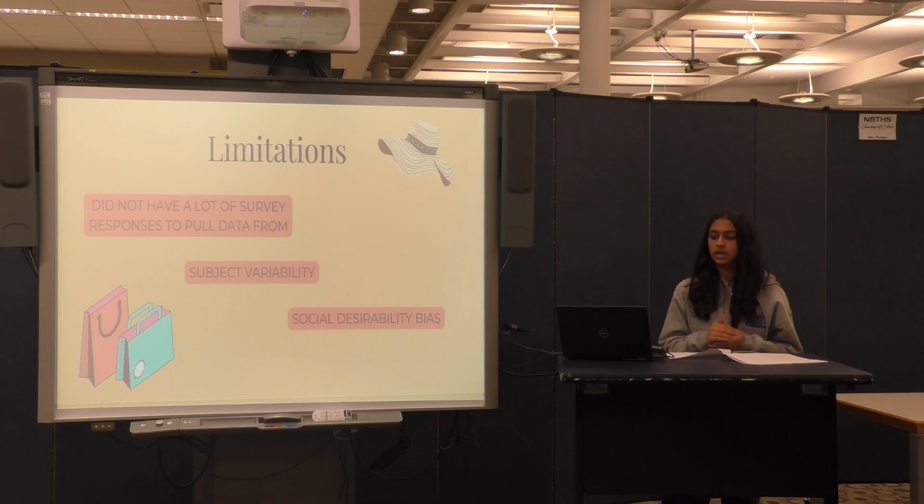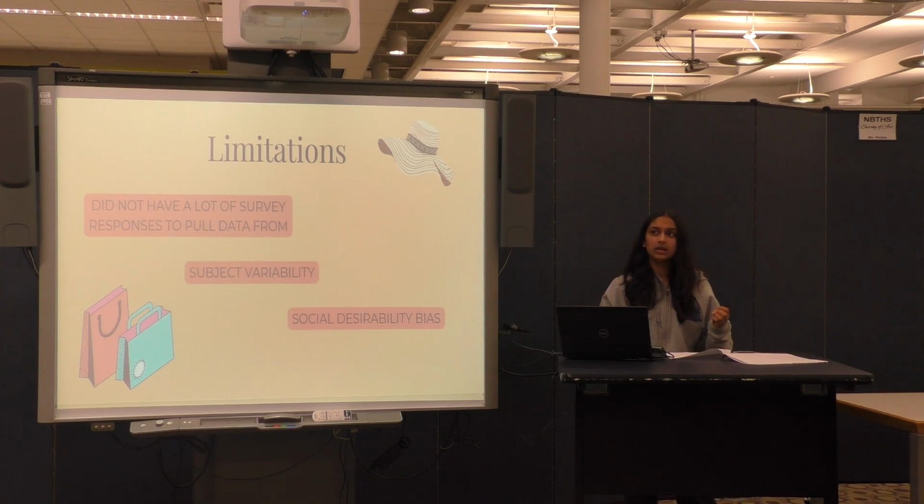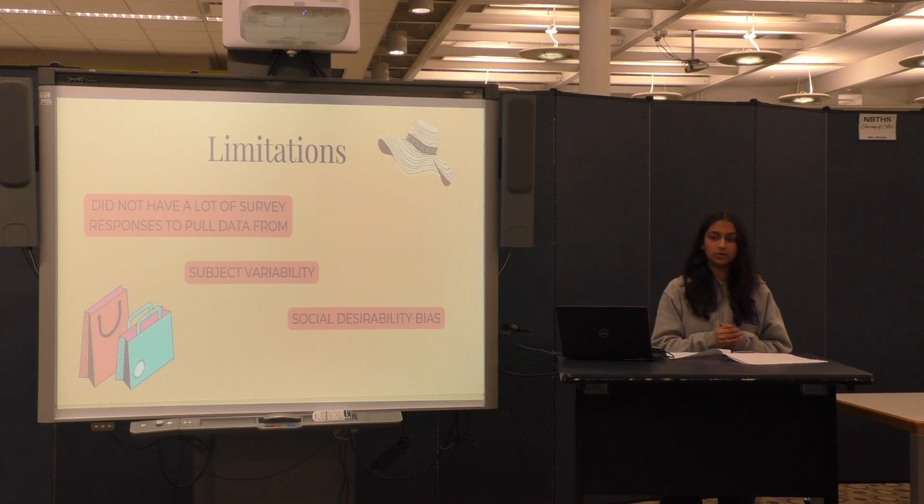And lastly, social desirability bias is a big one. People might have clicked 4 and 5, sustainability and ethics, to be ranked higher just because they feel as though that's the correct answer to have, and they desire that to be a good person, so they think sustainability and ethics are higher than price and style. So that also was a little biased.